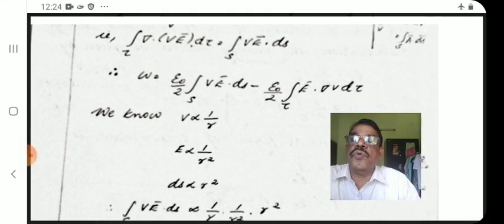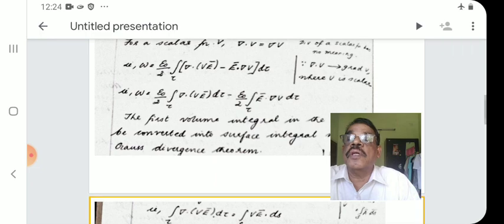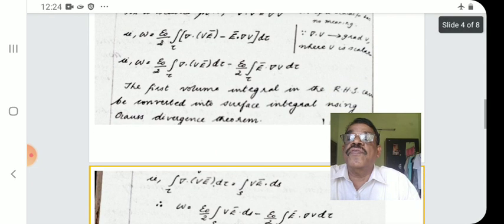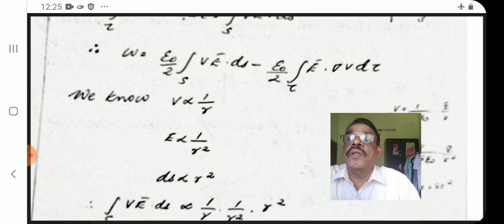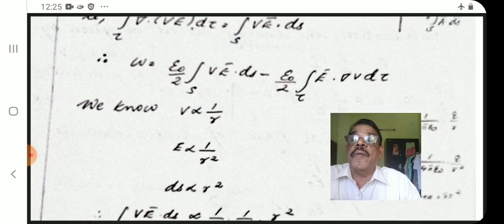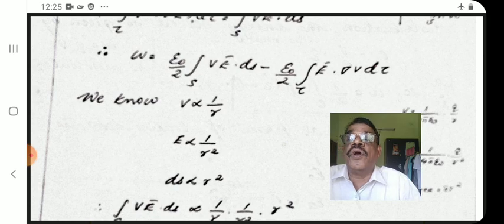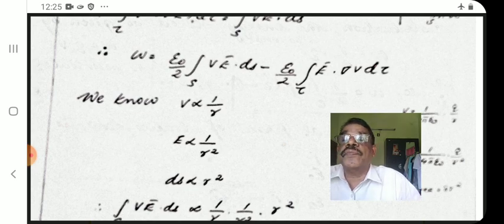In the equation, we put this value. In the place of del dot V, we put this value. Now we get W is equal to epsilon 0 by 2 volume integral del VE dot ds minus epsilon 0 by 2 volume integral E dot del V dτ.